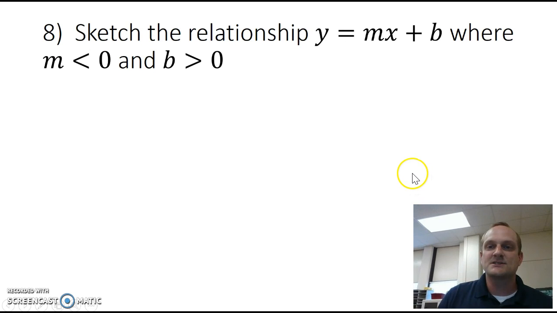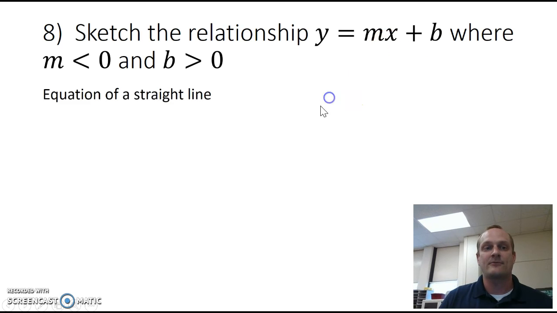Okay, here's question number 8. Sketch the relationship y equals mx plus b, where m is less than 0 and b is greater than 0. So y equals mx plus b is just the equation of a line. So we're looking for a line on your graph.